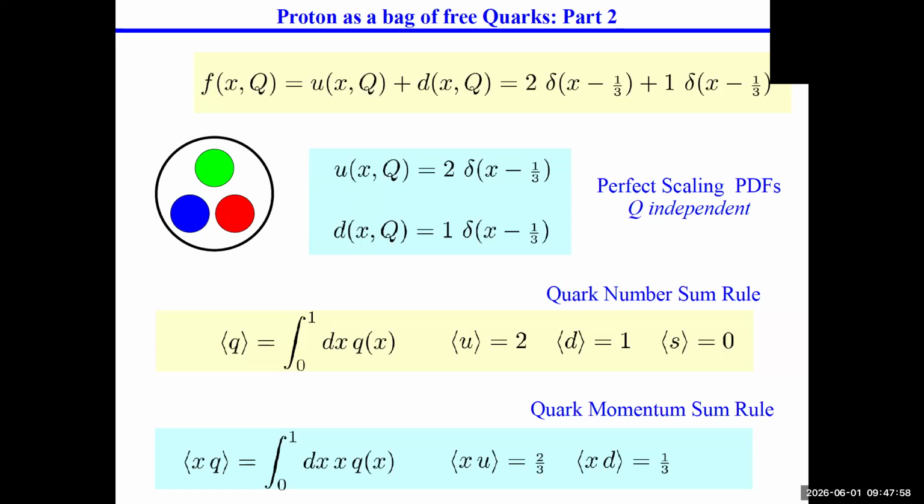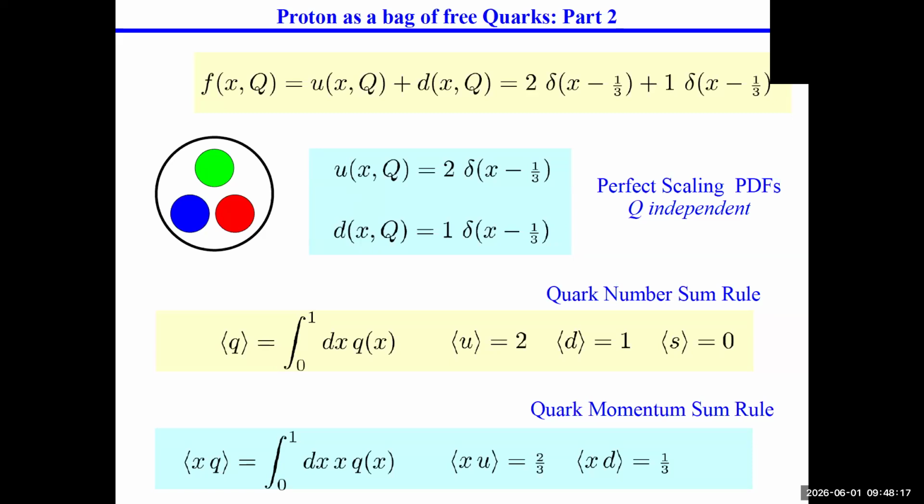Wonderful. Okay, let's check the quark number sum rule. If I integrate over the quark probability function over all possible momentum going from 0 to 1, if I work it out, I find out there are 2 up quarks, 1 down quark, and 0 strange. So that checks. All is good.